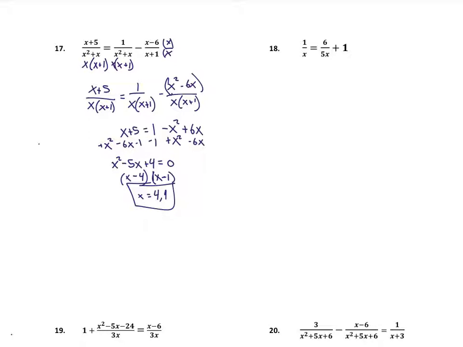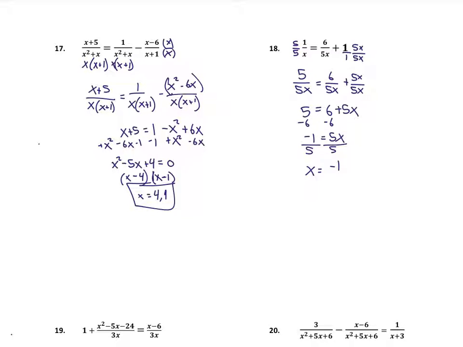Number 18, we've got a common denominator of 5x. So we're going to multiply this one top and bottom by 5, and this one top and bottom by 5x. So that gives us 5 over 5x equals 6 over 5x plus 5x over 5x. Now that we've got a common denominator, we're going to set up our equation. 5 equals 6 plus 5x. We're going to subtract 6 and divide by 5. x equals negative 1/5.